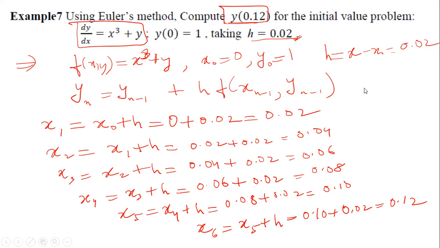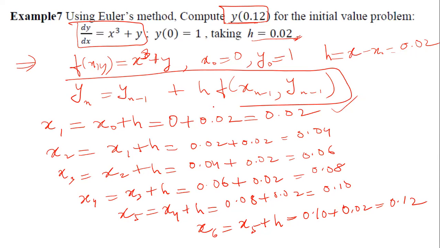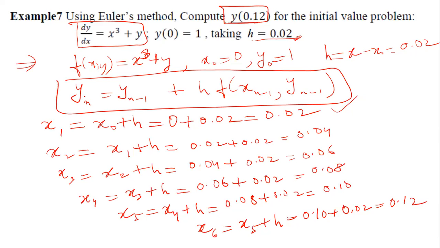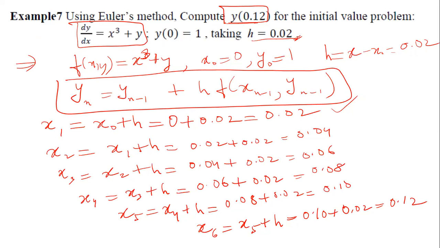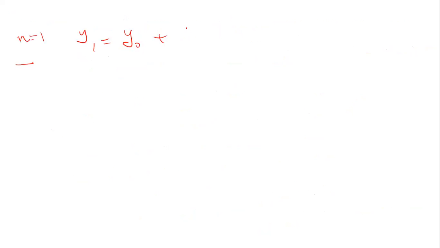Once we know the step size, we can arrive at x1. Then we will calculate our y1 using this Euler formula. So y1 will be y naught, because here n equals 1, and 1 minus 1 is y naught. Our h value is 0.02, then f of x naught, y naught.